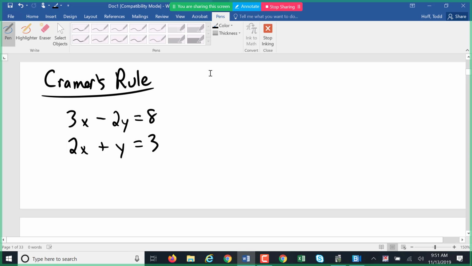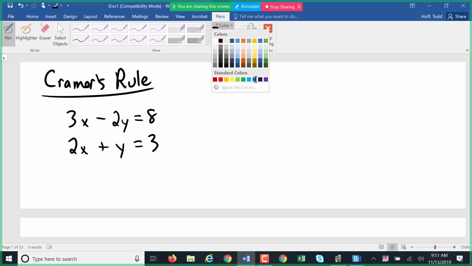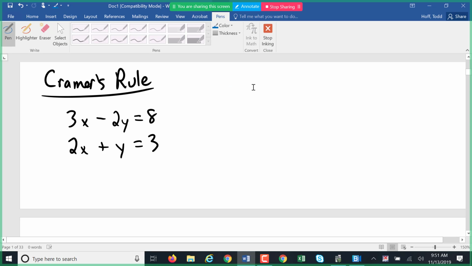So there's our system of equations. 3x minus 2y equals 8. 2x plus y equals 3. Cramer defined multiple matrices. The first matrix Cramer defined was a base matrix. So to define his matrices, Cramer made sure the system was set up in standard form, just like we did for our addition method. We had the x's, we had the y's, equals, and then we had the constants.